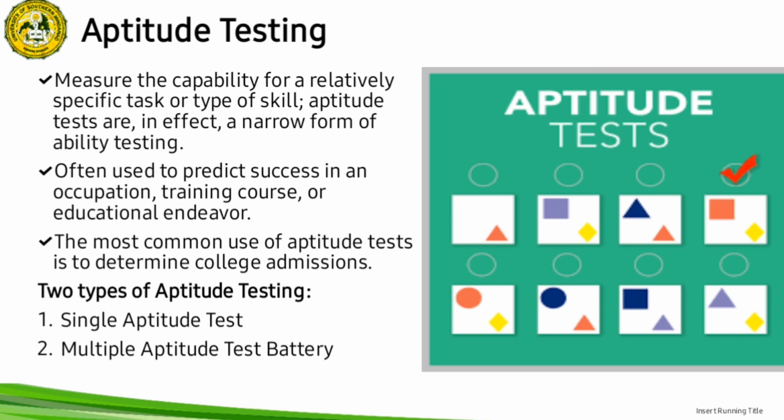And there are two types of aptitude testing, the single aptitude test and the multiple aptitude test battery. The single aptitude test appraises only one ability, and the multiple aptitude test battery will provide scores in several distinctive ability areas. The multiple aptitude test battery will be discussed later.